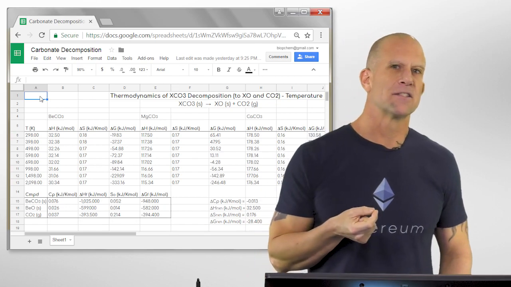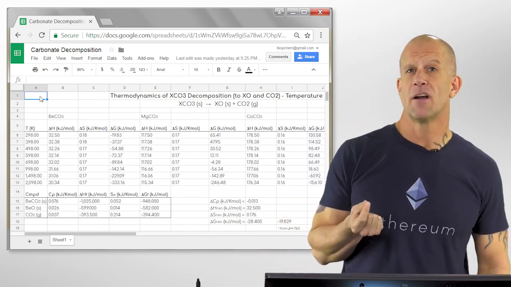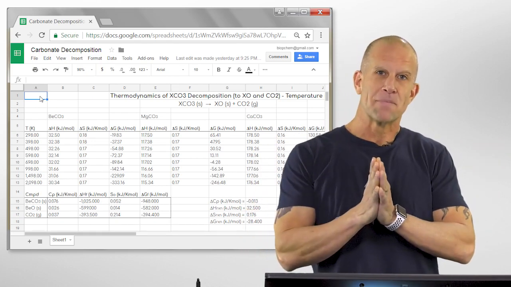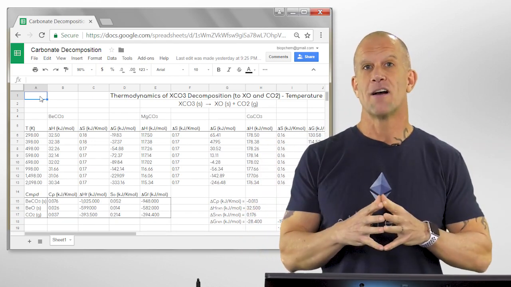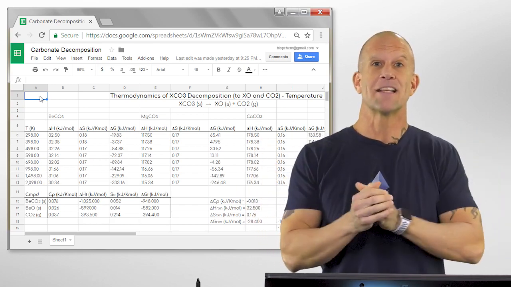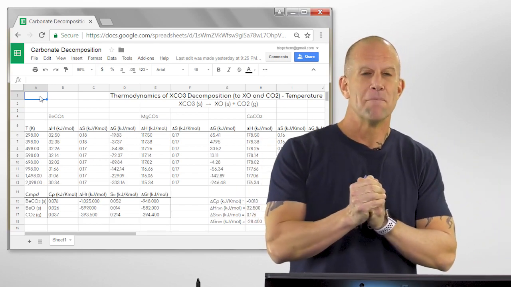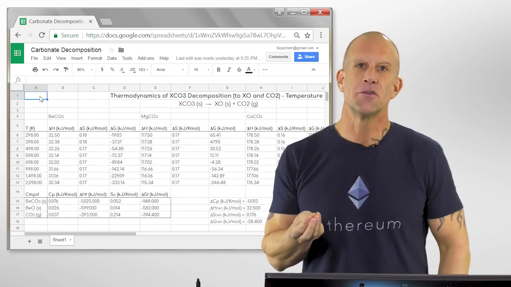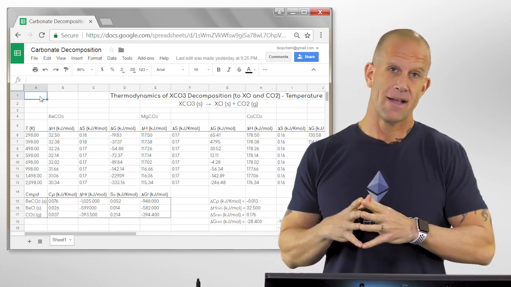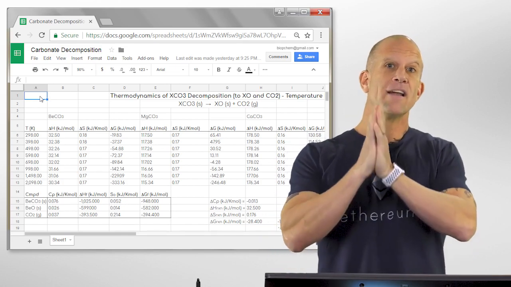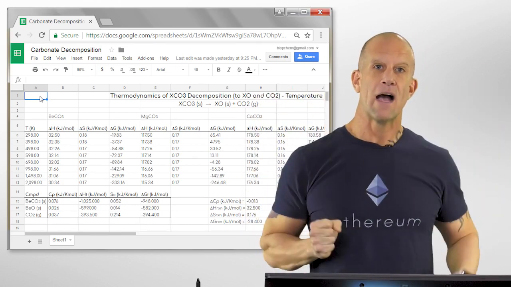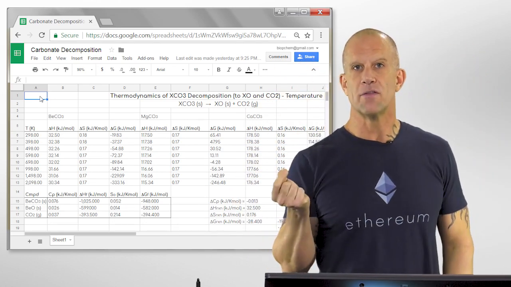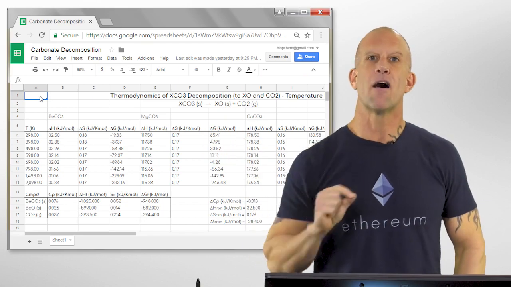Being inspired by geology, the way the Earth has sequestered most of the CO2 it's had in its atmosphere over its lifetime is by sequestering it into minerals as carbonates. So taking oxides and then adding CO2 to form carbonates. And then we often do the opposite, which is looking at the decomposition of those.